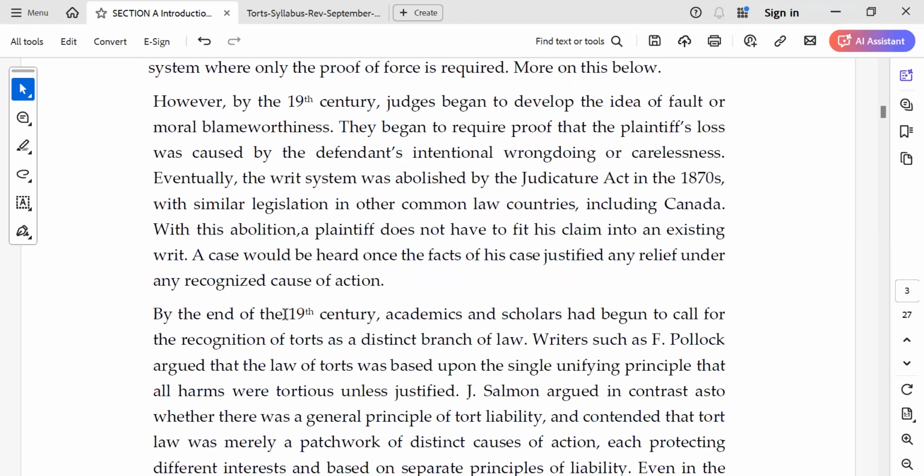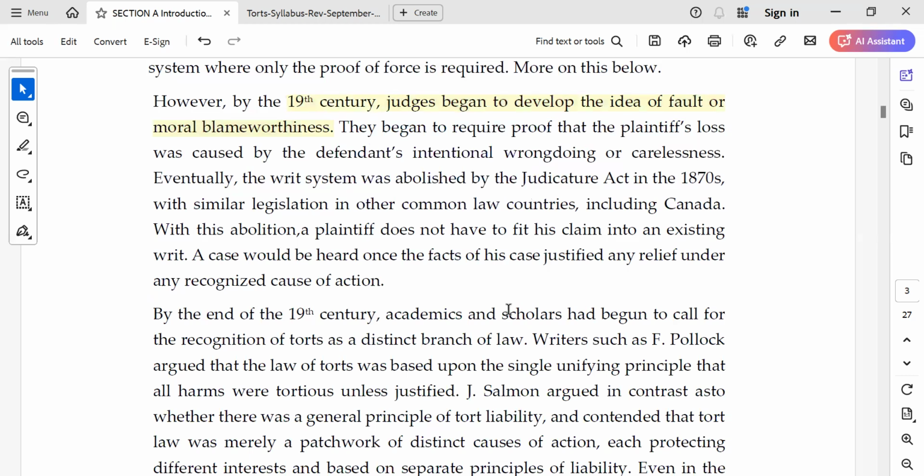However, by the 19th century, judges began to develop the idea of fault or moral blameworthiness also. So later they came up with another concept of fault. They began to require proof that the plaintiff's loss was caused by the defendant's intentional wrongdoing or carelessness. So they made these distinctions.